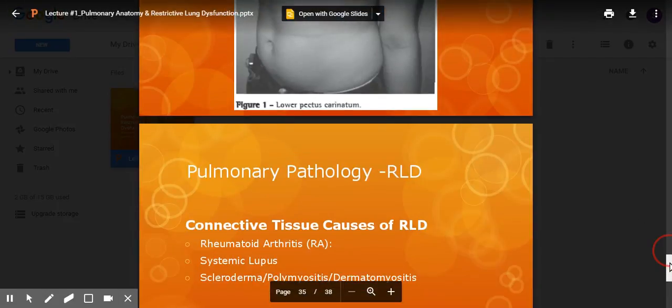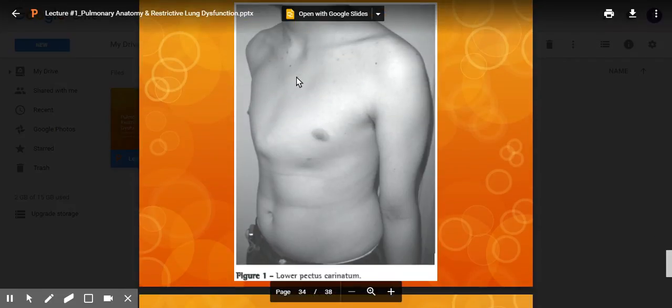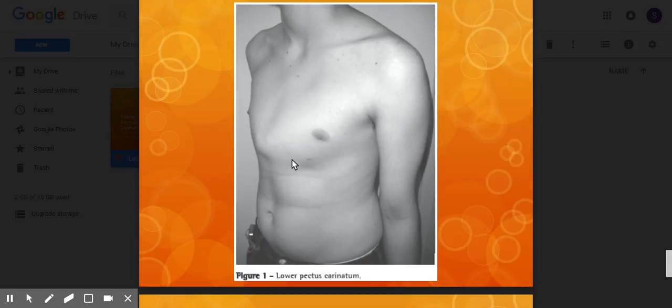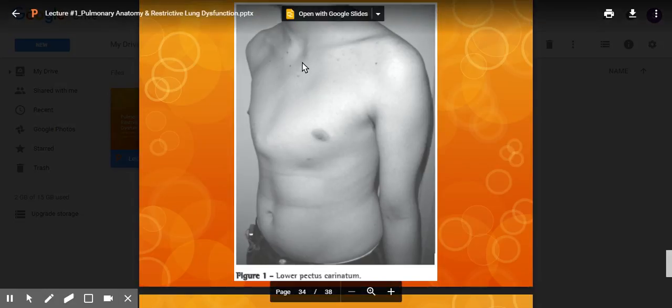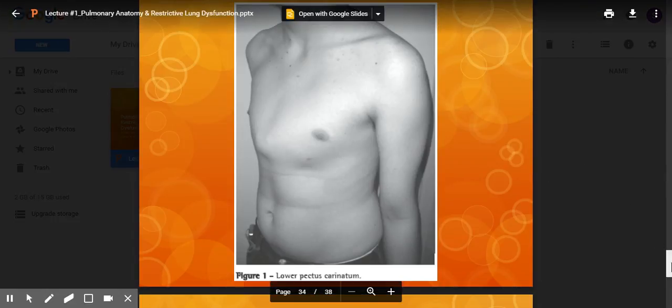The other condition, known as pigeon chest or pectus carinatum, is kind of a reverse, where the chest wall forms much more similarly to that of the thorax of a bird, where you end up with the sternum being much more elevated and pronounced. Again, other than being visually striking, this may not affect respiration, entirely dependent on the severity of the condition.